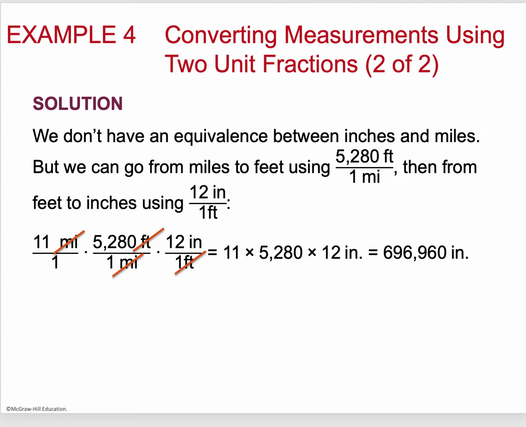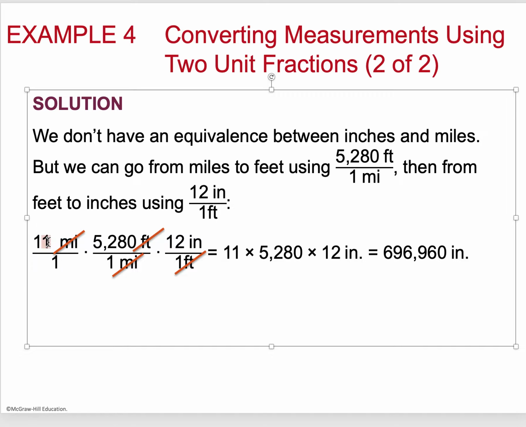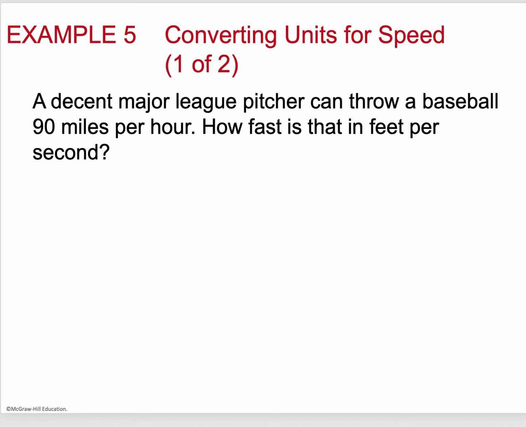So I'm going to do it one step at a time. If I want to go from miles to feet, I need the conversion factor with miles in the denominator. And then if I want to go from feet to inches, I would need the measurement with feet in the denominator. And so then I would just follow the 3-step process of 11 times 5,280 times 12, which gives me my total value in inches. The key is really going to be listing these in order.